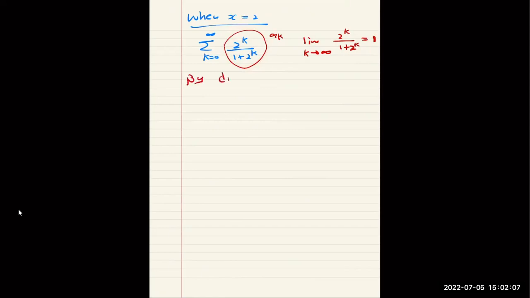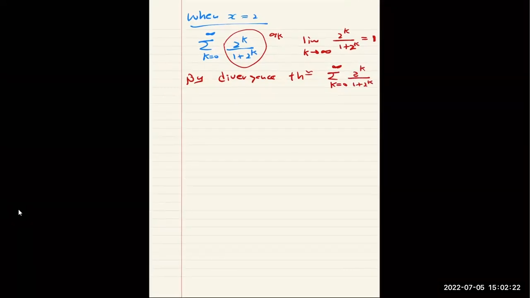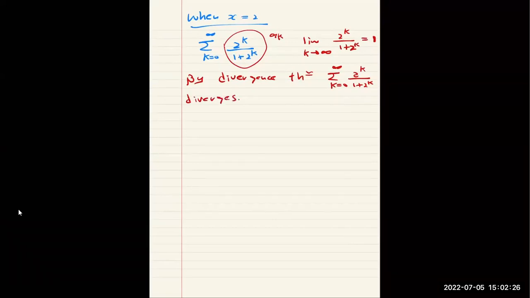By the divergence theorem, this series, k equal to 0 to infinity, 2 to the power k divided by 1 plus 2 to the power k, diverges. Okay, we handled one endpoint. Let's handle the other endpoint. Now, this time when x is equal to minus 2, the other endpoint.